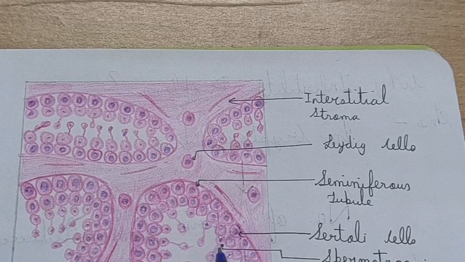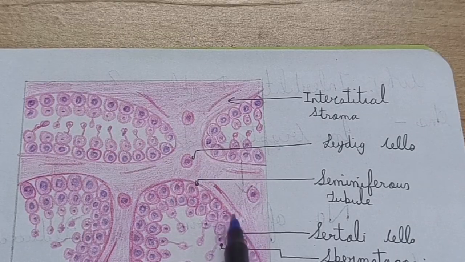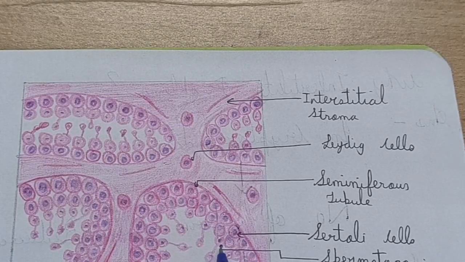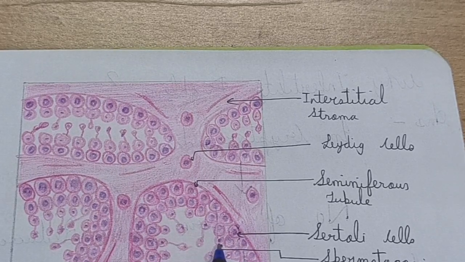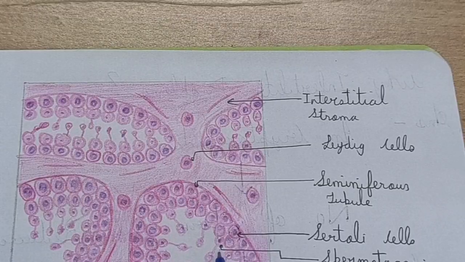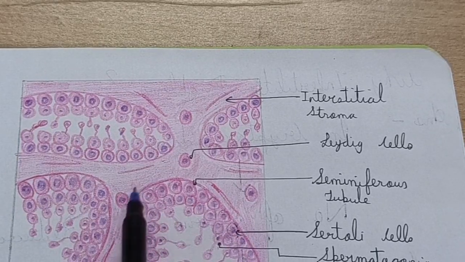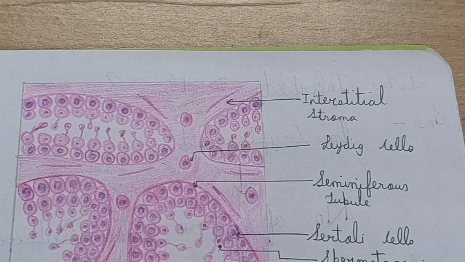So this is a sperm cell and this is a spermatogonia. The spermatogonia produces the sperm cell, and this is the Sertoli cell. All Sertoli cells lie towards the basement membrane of the seminiferous tubule, and all the spermatogonia lie away from the basement membrane, towards the lumen of the seminiferous tubule. Also, the spermatogonia produce sperm cells, and the Sertoli cell provides nutrition to spermatogonia. So this is the basic information about the seminiferous tubule.